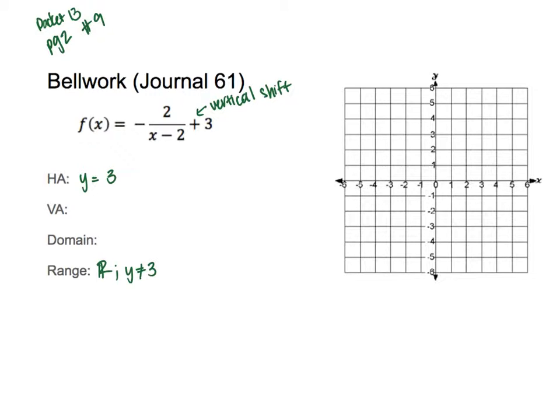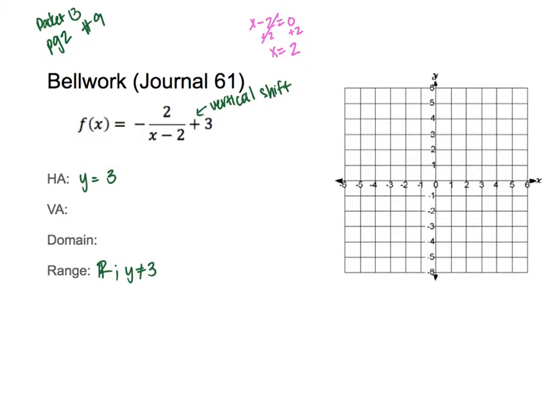As for the vertical asymptote, we look in the denominator to determine that. So this denominator here is x minus 2. What x value needs to be here to make this denominator 0? Well, in this case, it would be negative 2, because x minus 2, if I were to try to make it 0, I would have to add 2 to this side here, and so x is equal to positive 2.